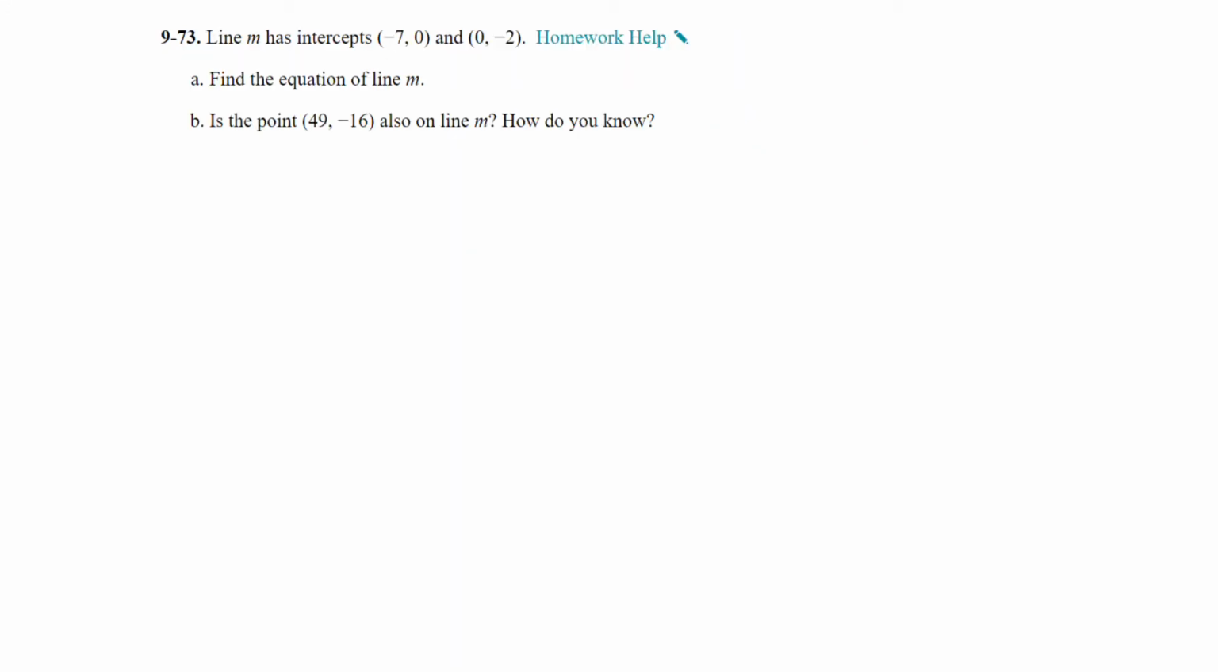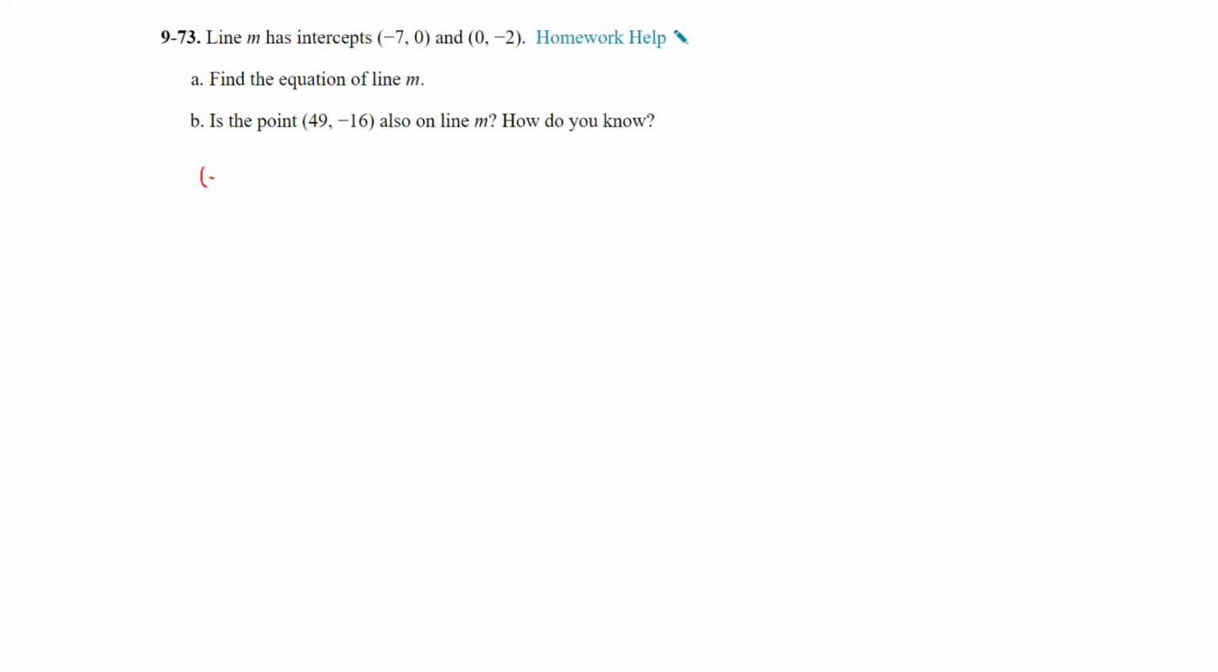Question 73. Line M has intercepts negative 7, 0, and 0, negative 2. Find the equation of the line M. Is the point 49, negative 16 also on line M, and how do you know? I think there's a couple ways you could approach this. It does give us 2 points, so we could figure out what the equation of the line is first and then figure out the point. Maybe graphing it, some of you might think of as well.